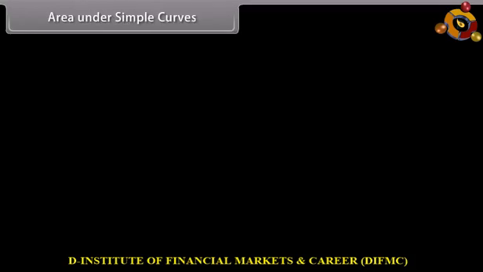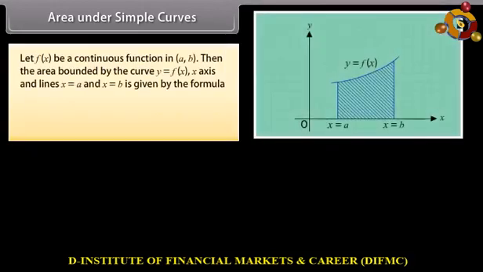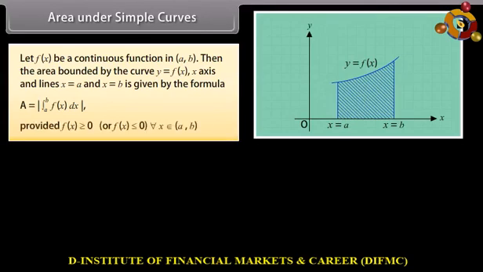Area under simple curves. Let f of x be a continuous function in [a, b]. Then the area bounded by the curve y equals f of x, the x-axis and the lines x equals a and x equals b is given by the formula A equals modulus of the integral from a to b of f of x with respect to x, provided f of x is greater than or equal to 0 or f of x is less than or equal to 0 for each x belonging to [a, b].